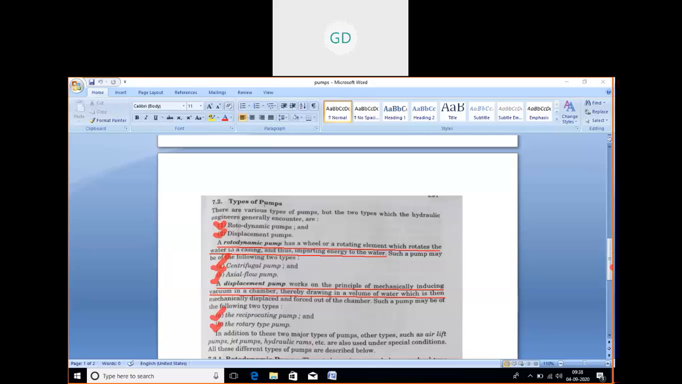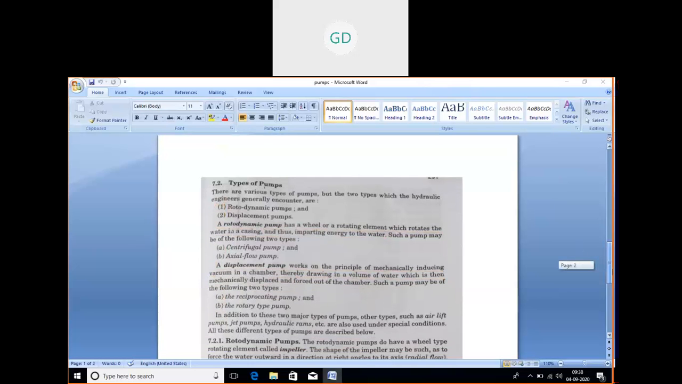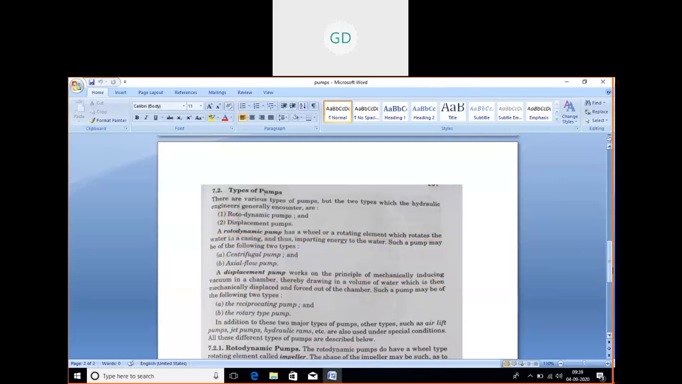So this much you remember about pumps, the types of pumps, and under what conditions your pump is required. Then you take a screenshot. All these things you have learned today, you have taken screenshots. Don't leave it like that.